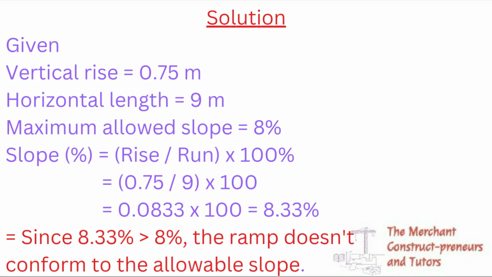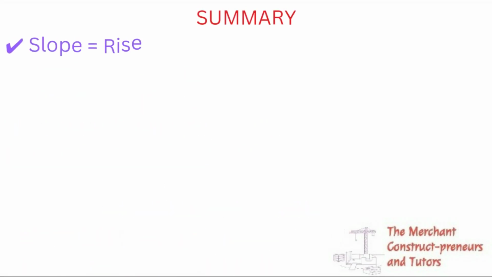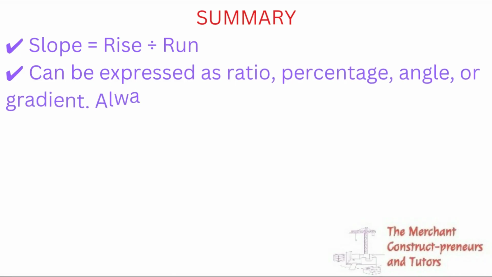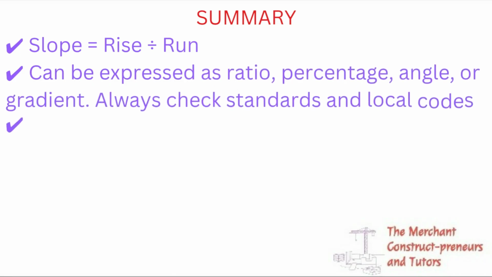I did everything together here. So slope is rise divided by run. That is 0.75 divided by 9. Then you have 0.0833. Converting to percentage, multiply by 100. So we have 8.33%. Comparing it to the maximum allowed slope of 8%, you can see that the ramp does not conform to the allowable slope. So the best thing is to extend the length, or better still reduce the height, so that you achieve the maximum allowed slope for the construction of a ramp, right?